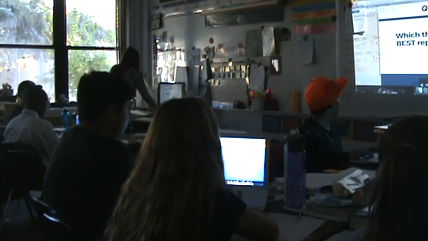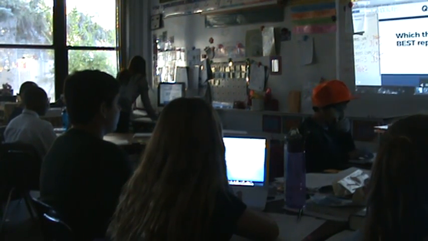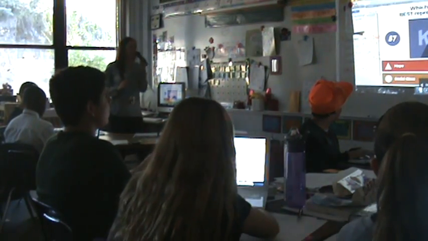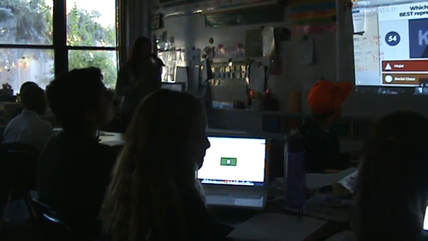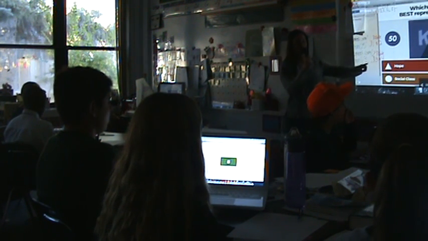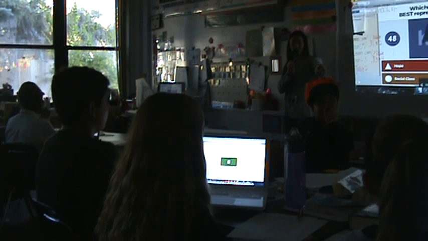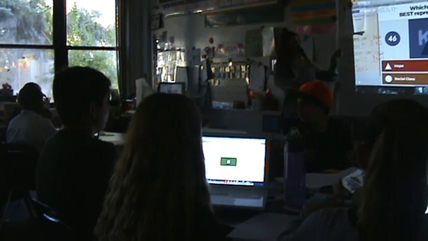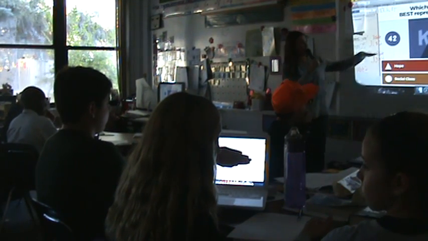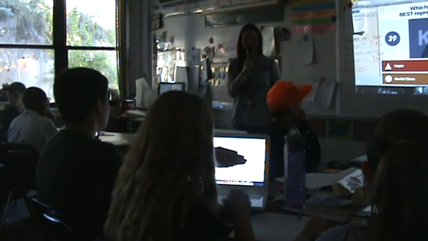Which theme do you believe best represents Esperanza Rising? Is it hope, family, social class, or perseverance? Whatever symbol you look at on your screen that you feel best represents Esperanza Rising, that's the one you're going to pick. Okay.